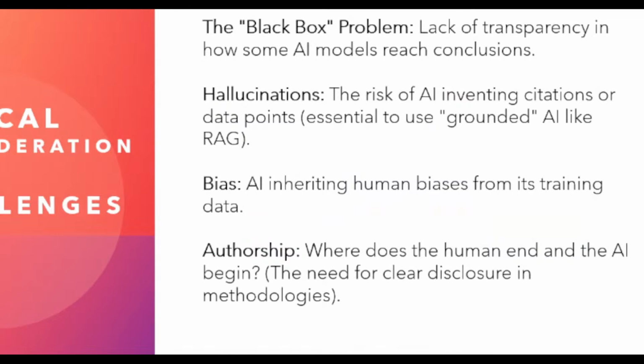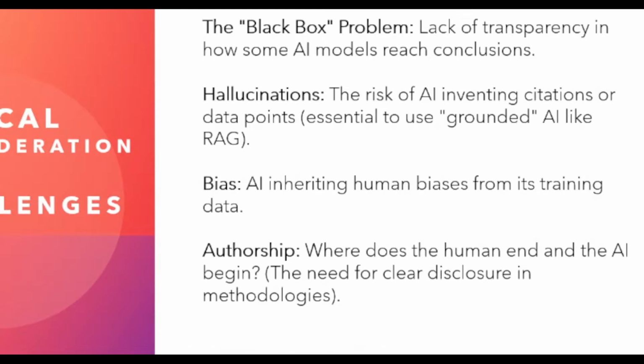Now ethical considerations and challenges, because yes, how ethically we use AI and what are the challenges we have. Starting from the first one, the black box problem, lack of transparency in how some models reach conclusions. Okay, already this time is up, I'll finish this in one or two slides. So one is the black box problem, where there is a lack of transparency in how some AI models reach conclusions. We still don't know, because what happens in the background while processing, we have no idea.